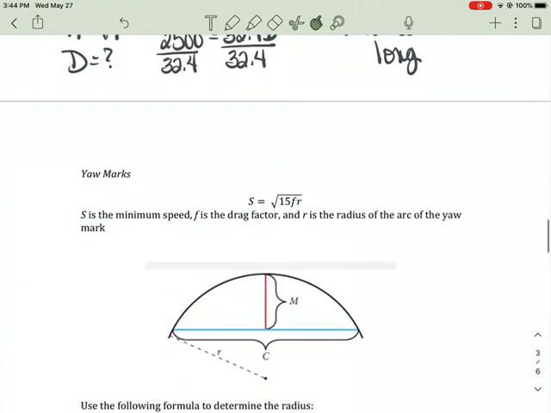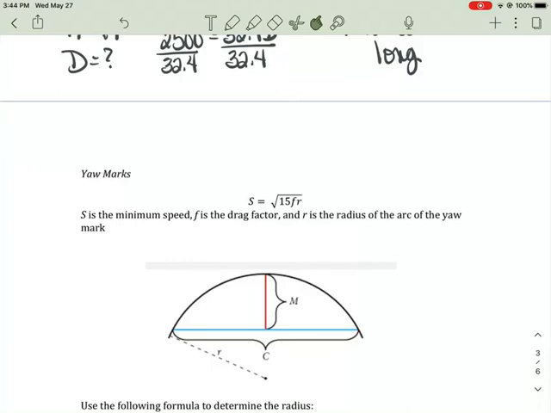Let's talk about yaw marks. Now remember, yaw marks are the ones that are curved. They're not straight skid marks. These are the ones you would get if you were doing donuts in the parking lot. So we have a different speed formula, because we're doing a circular look, not a straight look. S equals the square root of 15FR.